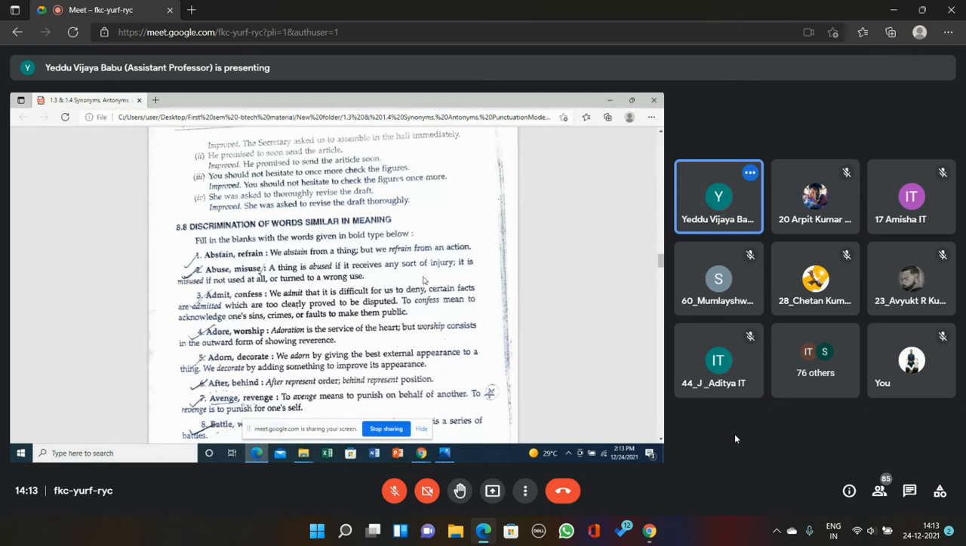Like adore, worship. When do we use adore? When do we use worship? It is given here. Adoration is the service of the heart, but worship consists in the outward form of showing reverence. This is the exact meaning of adoration and worshiping.